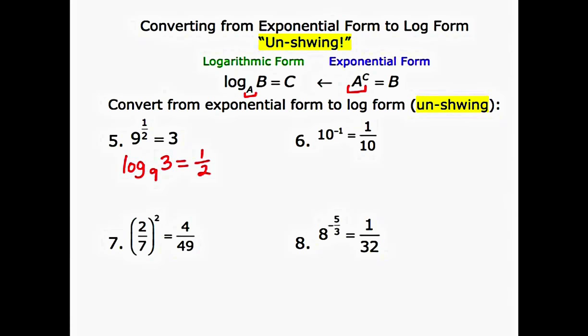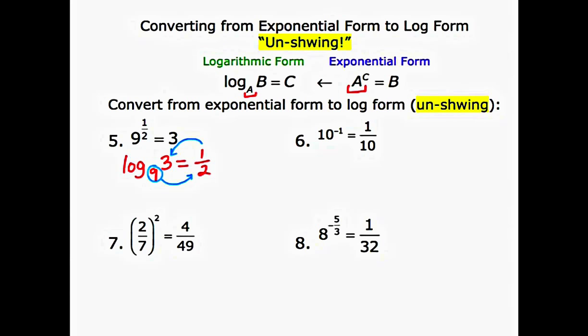Now if you're not completely confident with your answer, you could always do a quick swing to check. That would be starting at base 9, swinging up to the right, and landing on 3. This would yield 9 to the 1/2 power equals 3. And that's exactly what we started with. So we did it right.